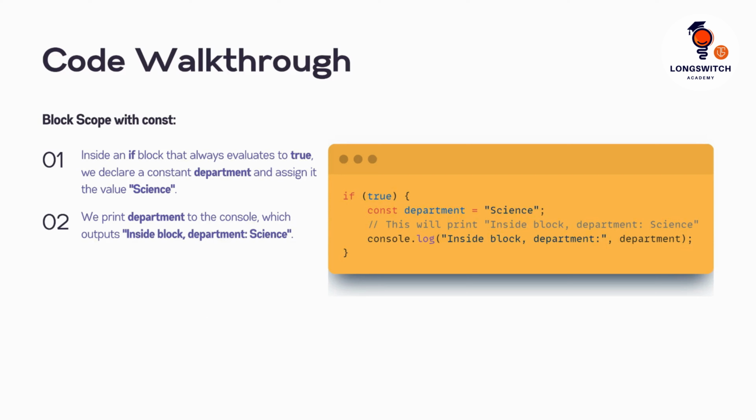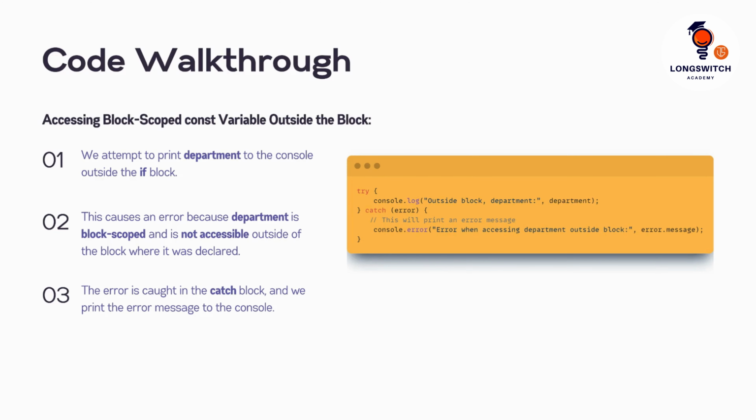Next, in our sample program, we are demonstrating the block scope of the constants in JavaScript. Inside an if block that always evaluates to true, we declare a constant department and assign it the value "Science". Then we print department to the console, which outputs "Inside block department: Science". At the end of our sample program, we try accessing a block-scoped const variable outside the block. We attempt to print department to the console outside the if block. This causes an error because department is block-scoped and is not accessible outside of the block where it was declared. The error is caught in the catch block, and we print the error message to the console.